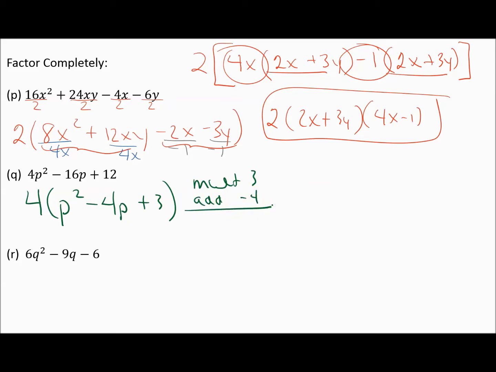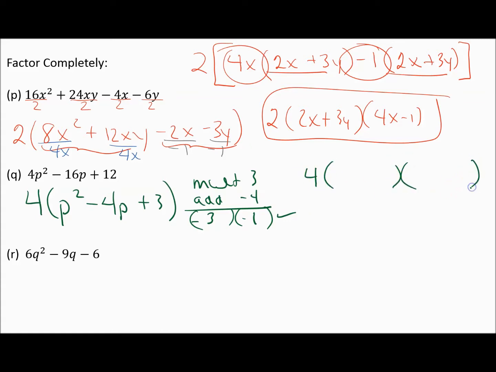Now, anytime you're multiplying to be positive but adding to be negative, or in other words, this term is plus and this is minus, both of your numbers will be negative numbers. Now, the only thing that multiplies to be 3 is 3 and 1. So negative 3, negative 1, does that add to be negative 4? It sure does. So the 4 in front, don't forget about it, it remains.